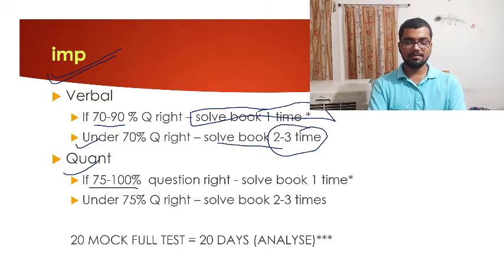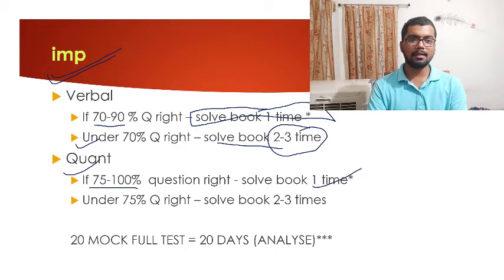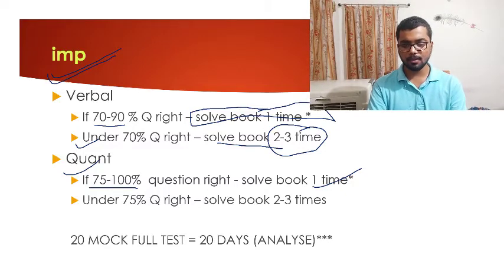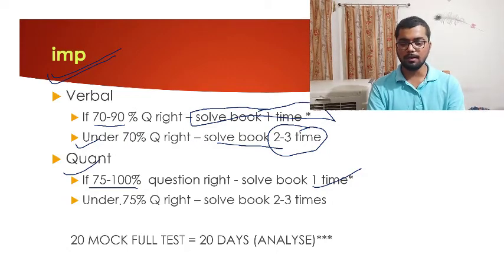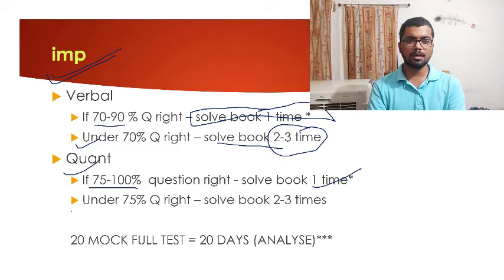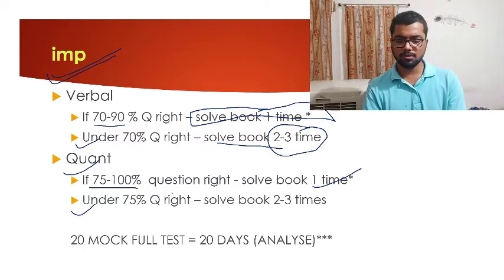For quant only, if you're able to solve 75 to 100% of questions right in a big book like Manhattan or Nova, then I highly recommend you solve the book one more time. For example, I have solved Manhattan 2 times and Nova also 2 times. I was able to do this in a frame of 45 days only. I recommend you also do this, because I was able to solve most questions rightly, and approximately 95 questions of mine were right in both books.